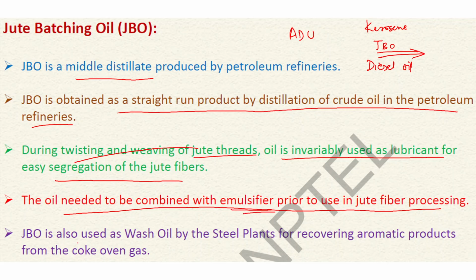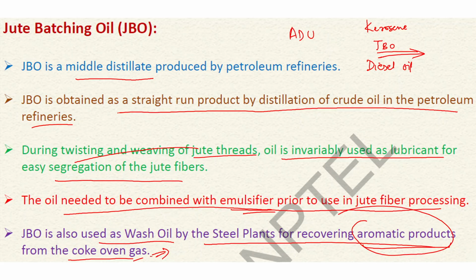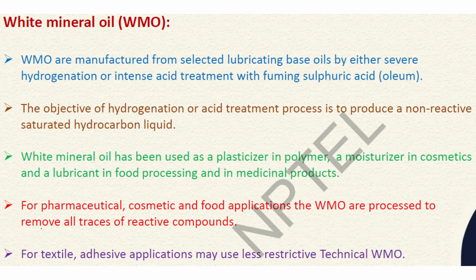And jute batching oil is also used as a wash oil by some steel plants for recovering aromatic products from the coke oven gas. This coke oven gas is highly rich in aromatic products in the form of gases. So these aromatic products are sometimes removed from this coke oven gas by using this jute batching oil as wash oil in the steel plants.